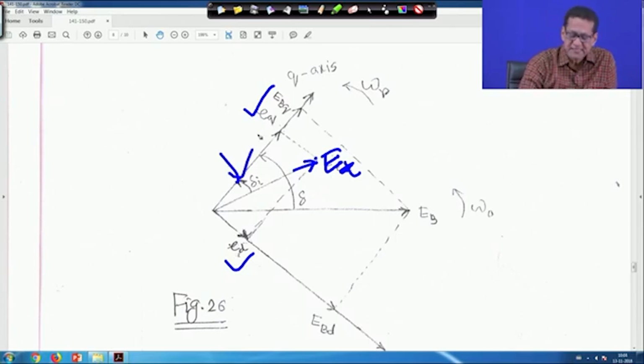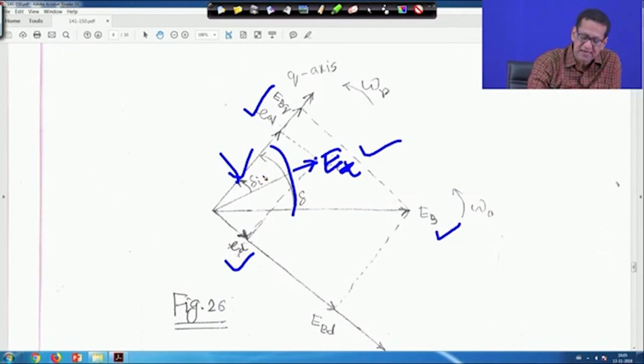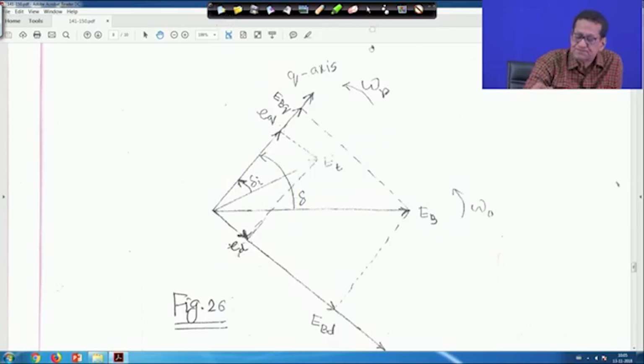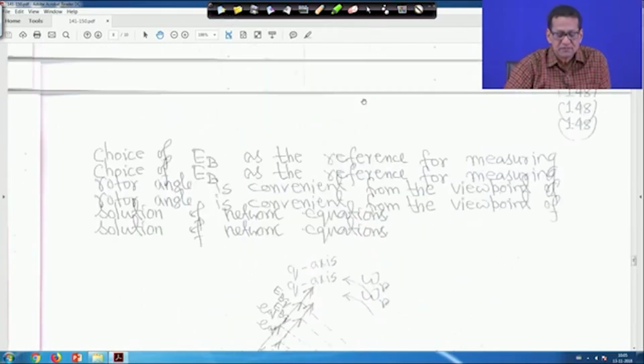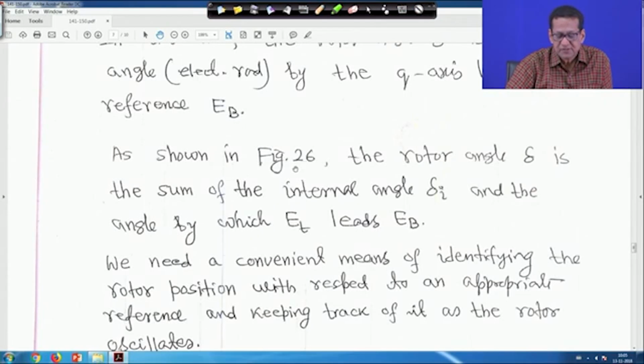And delta is equal to delta I plus the angle between ET and EB. Delta is equal to this angle delta I plus the angle between ET and EB, right. So I will go back again. This is what I told in figure 26.